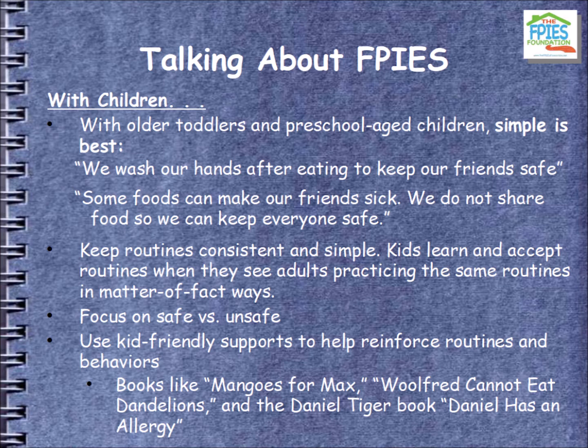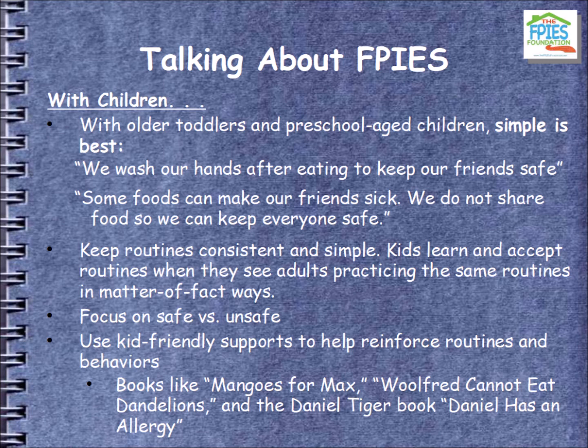Another key is to focus on safe versus unsafe. We do this with other areas of child development, like teaching kids to look both ways when they cross the street, or talking about stranger danger. It's the same with FPIES and food allergies.